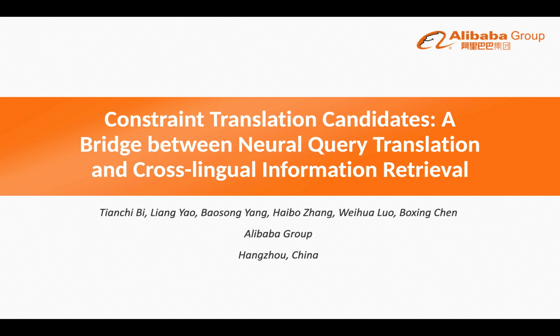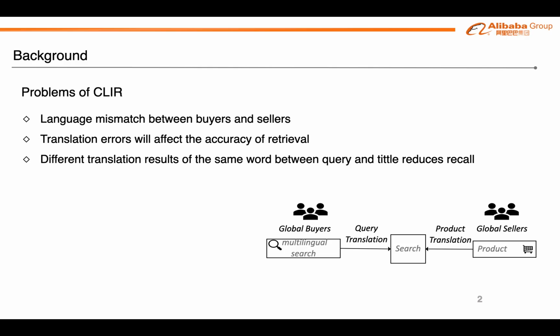Here's my presentation. The name of the paper is Constraint Translation Candidates, a bridge between neural query translation and cross-lingual information retrieval. As we know, in cross-lingual information retrieval, there are several problems that affect the quality of retrieval.